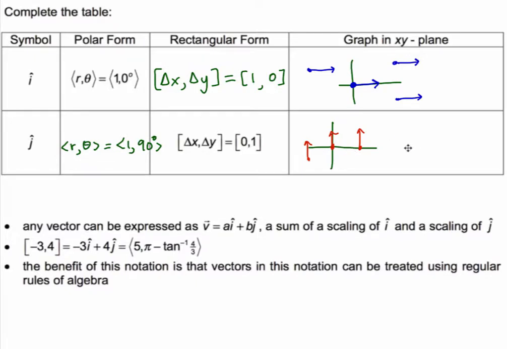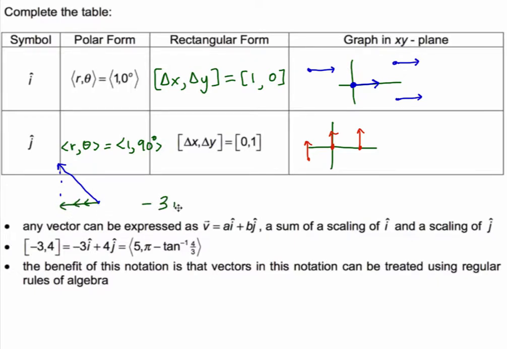So if we have some other vector, say 3 to the left and 4 up, what we are really saying is that we have 1, 2, 3, and 1, 2, 3, 4. We really have 1, 2, 3 negative i hats because they are anti-parallel to i hat.